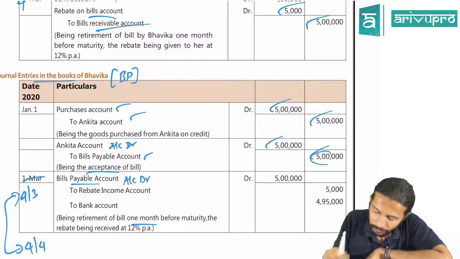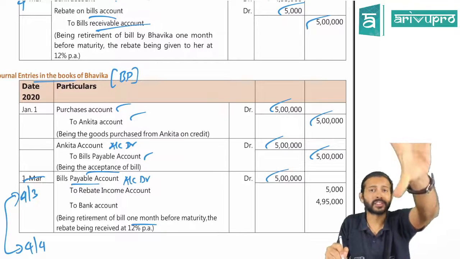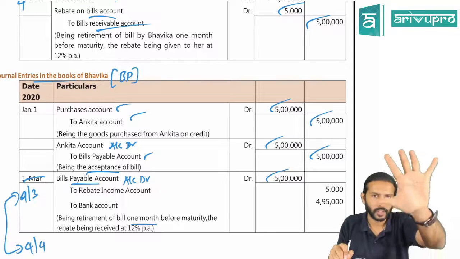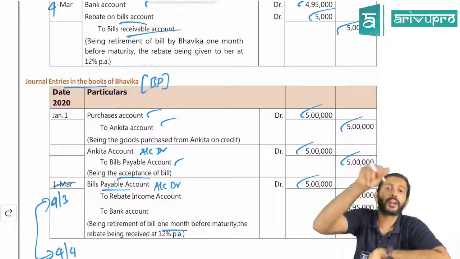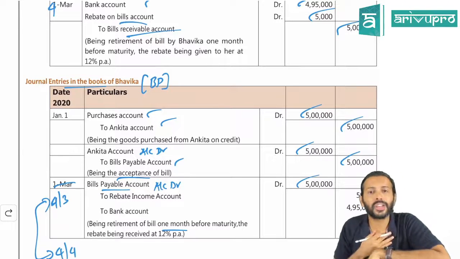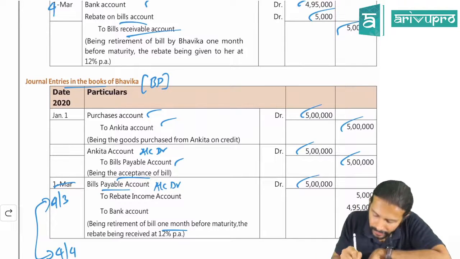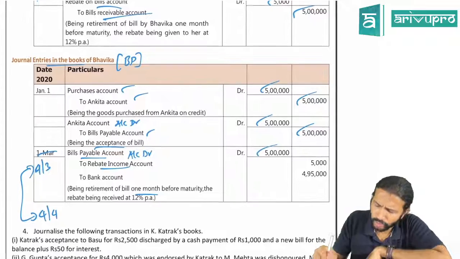What is the value of bill? 5 lakh rupees. But are we paying 5 lakh or did we get some discount, or did we get some rebate? We got a rebate of 5,000. That means now you tell me for Bhavika, that rebate is an income or expense? We are paying less. That means it is our income. Yes. Income should be credited to rebate income, or you can write interest income 5,000 rupees.